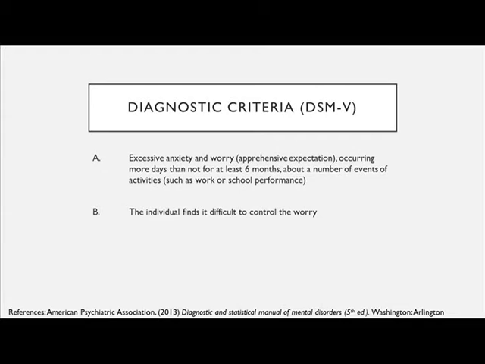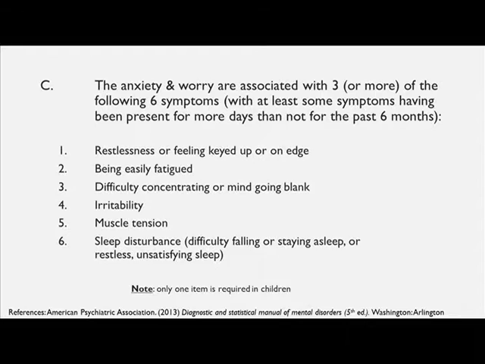In this case example, Jo portrays a number of symptoms associated with GAD. To be diagnosed with GAD, the DSM-5 diagnostic criteria are as follows. An extensive anxiety and worry occurring more days than not for at least 6 months about a number of events or activities. The individual finds it difficult to control the worry. The anxiety and worry are associated with 3 or more of the following 6 symptoms, with at least some of these symptoms having been present for more days than not for the past 6 months.